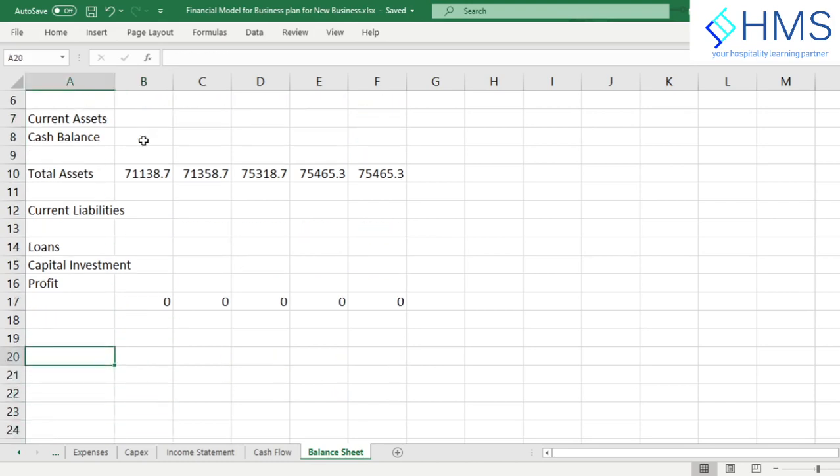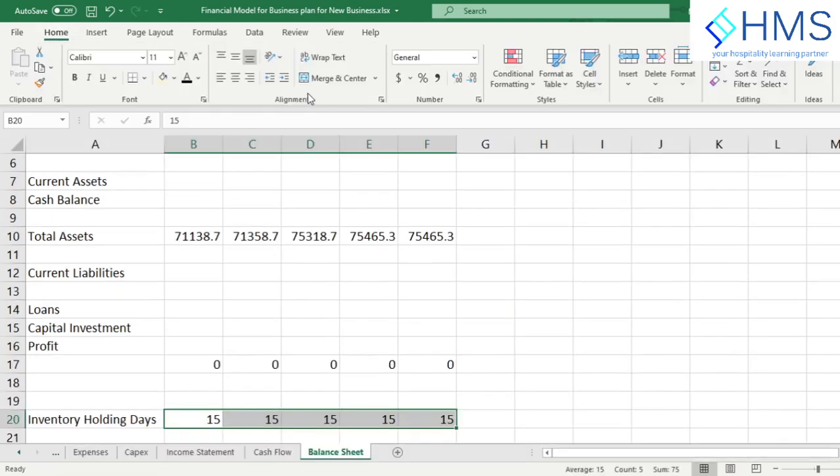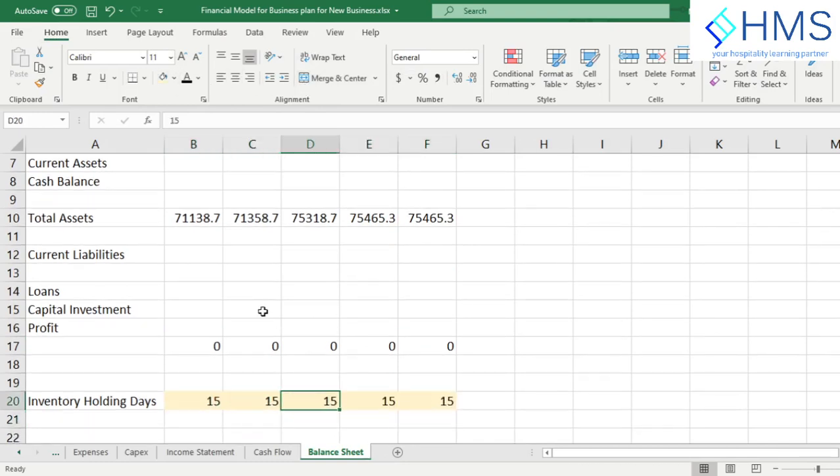So if you have taken my course on ratio analysis, you will have learned the inventory holding days. So we can calculate the inventory holding days. Let's say your policy is that you will hold at least 15 days worth of inventory. So 15 days, so that is fixed, right? 15 days for every year. Or you may want to say, okay, maybe because it's a starting year, I may do 15 for year one, and then maybe I will try to make it more efficient and reduce it to 12 and 11 here.